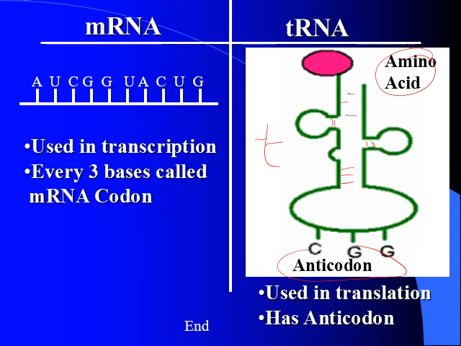So mRNA is used in this process called transcription, and again, every 3 base pairs is called an mRNA codon. tRNA is used in a different process that has a very similar sounding name. It's used in a process called translation. Again, that's not the same thing as transcription, so don't get the two confused. We'll talk more about those in a different lecture. And again, it has the amino acid and it has the anticodon site that's specific to that amino acid.